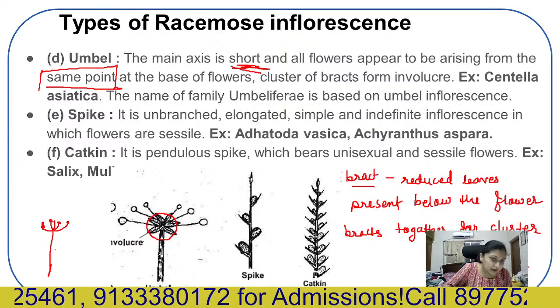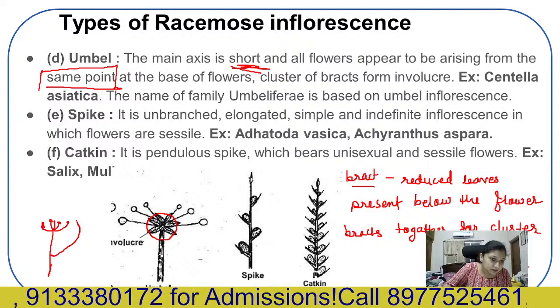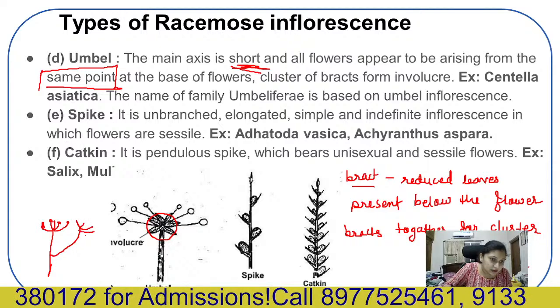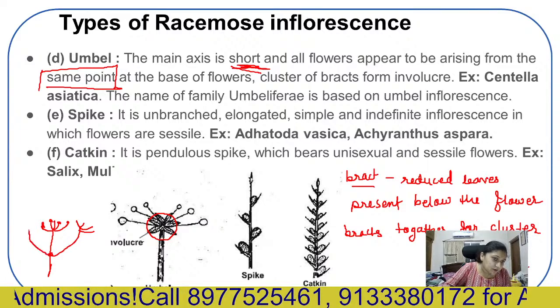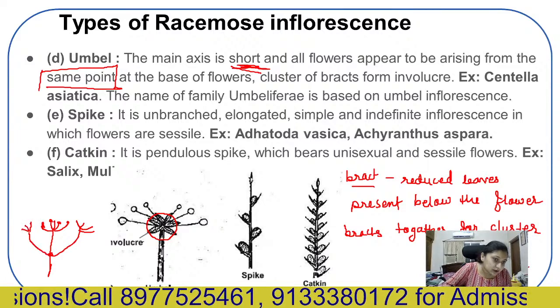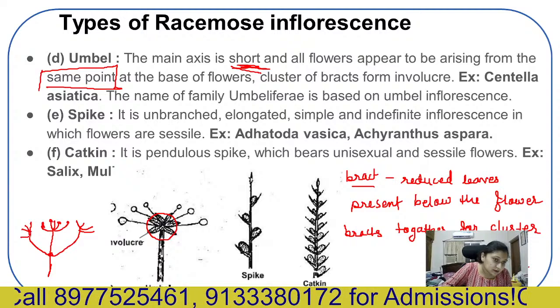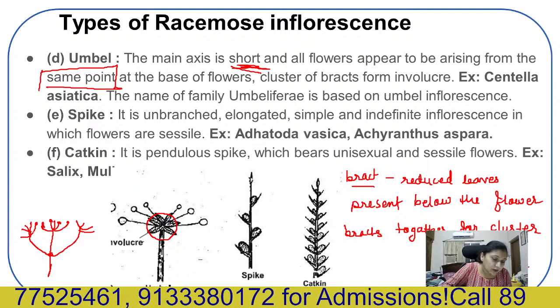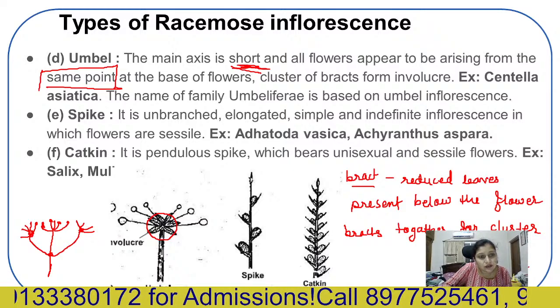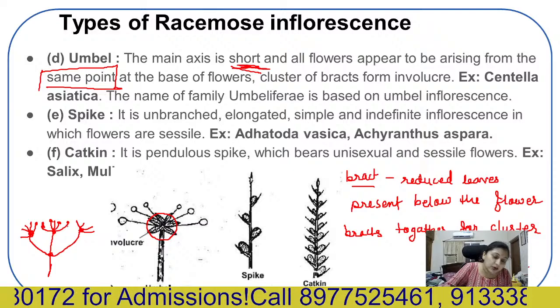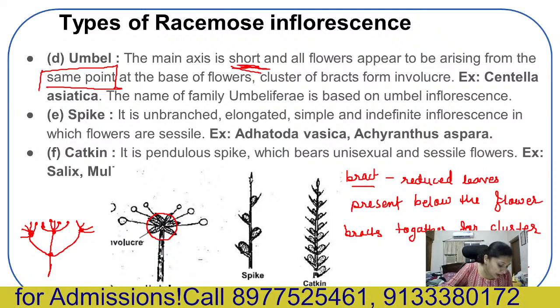Same way, from here also, from a single point, all the branches will be there like this. So here also a single point, here also a single point. So this is called a compound umbel.